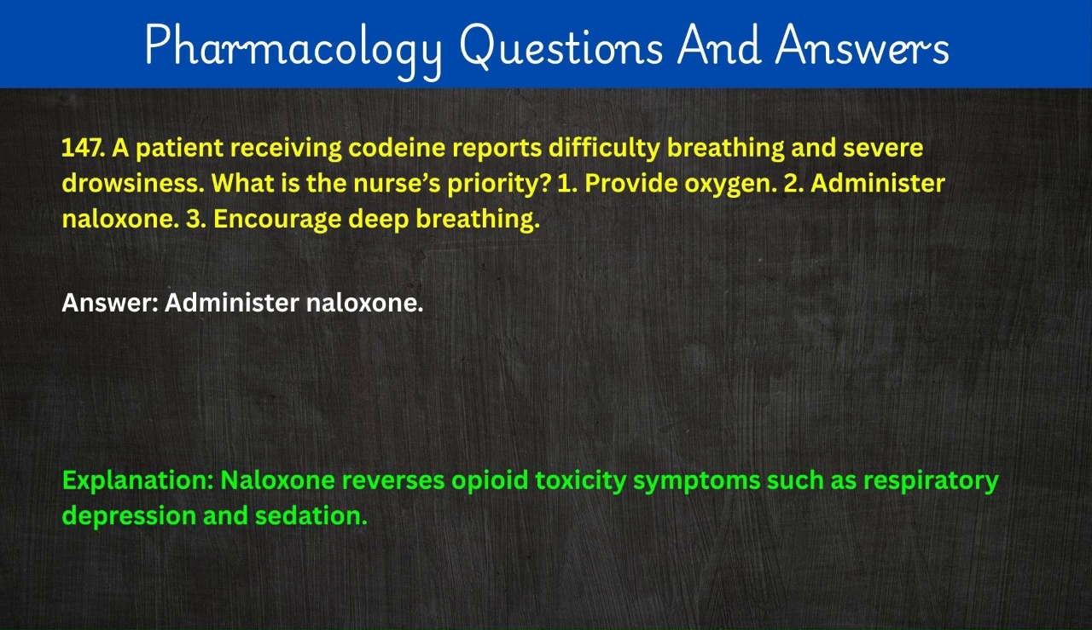147. A patient receiving codeine reports difficulty breathing and severe drowsiness. What is the nurse's priority? 1. Provide oxygen. 2. Administer naloxone. 3. Encourage deep breathing. Answer: administer naloxone. Explanation: naloxone reverses opioid toxicity symptoms such as respiratory depression and sedation.